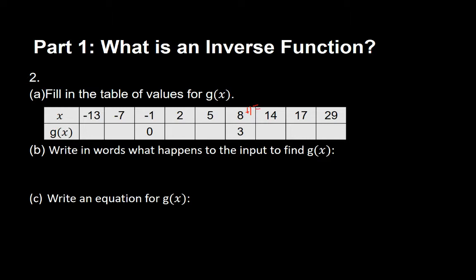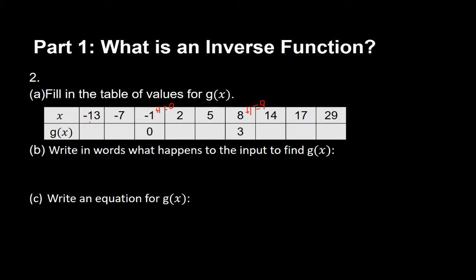So if I add 1 to 8, I get 9. And then if I divide that by 3, I got 3. If I add 1 to negative 1, I get 0. And then if I divide that by 3, I get 0. So I added 1 and then divided by 3. It works for both of those values that were given, so I'm going to keep filling in the rest.